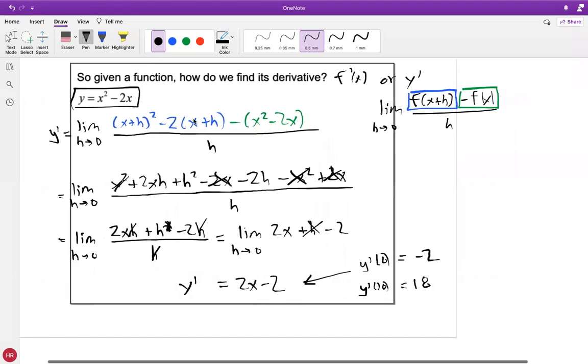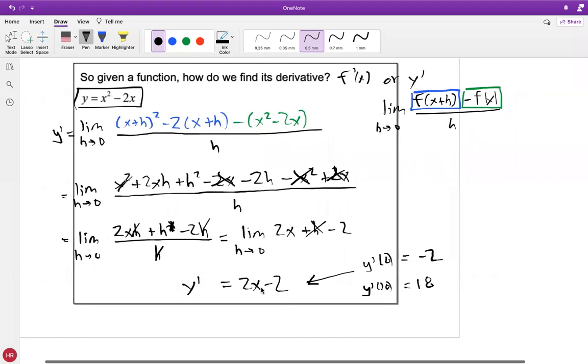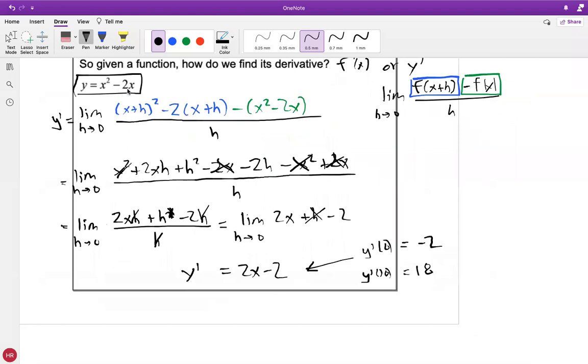If it just says find the derivative of this function, this is your answer. If it says find the derivative of this function when x is 0, you would find this and then plug in 0 to get negative 2.